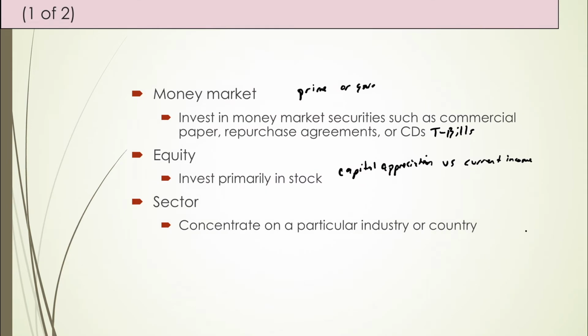The next investment policy are sector funds, which concentrate on a particular industry or country. So particular industries such as biotech or utilities. These are sector funds. And then you also have bond funds, which specialize in the fixed income sector. So your fixed income, your debt securities, so corporate securities, treasury bonds, mortgage-backed securities, municipal securities, all examples of funds invested in a bond mutual fund.